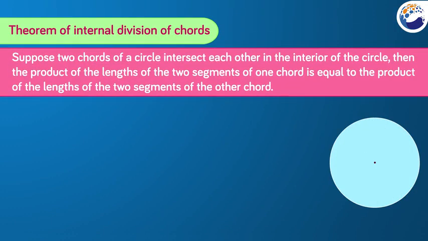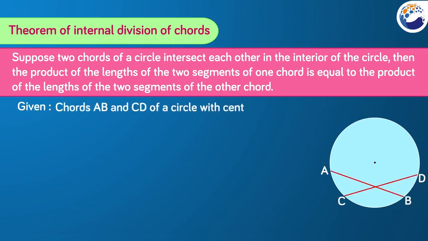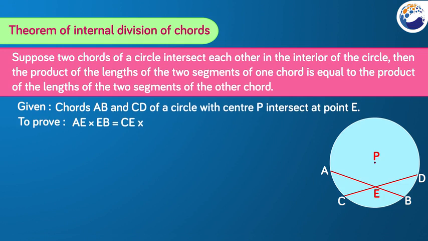Suppose two chords of a circle intersect each other in the interior of the circle, then the product of the lengths of the two segments of one chord is equal to the product of the lengths of the two segments of the other chord. Given: chords AB and CD of a circle with center P intersect at point E. To prove: AE into EB is equal to CE into ED. Construction: draw segment AC and segment DB.